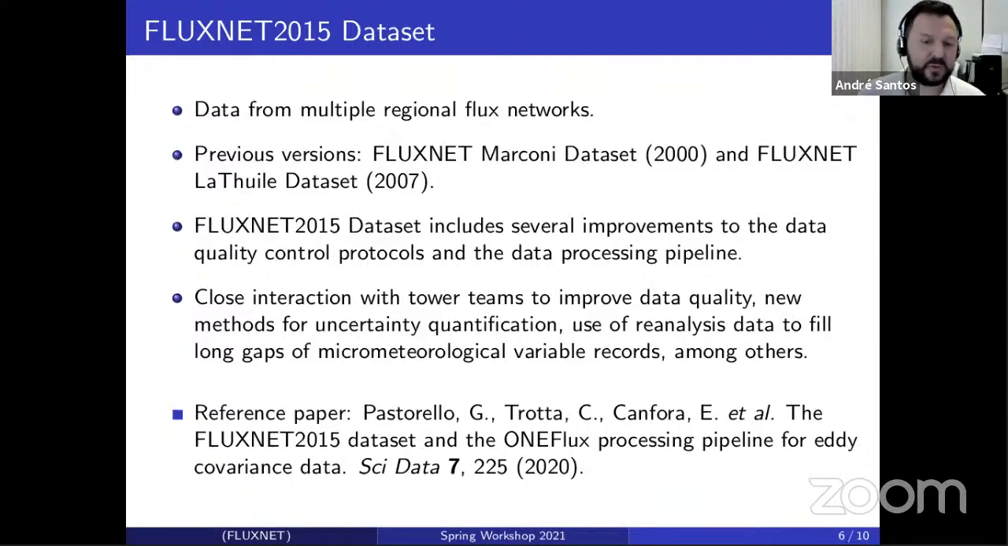To make these improvements, the management project team worked in close interaction with tower teams to improve data quality, with new methods for uncertainty quantification and use of reanalysis data to fill long gaps of micrometeorological variable records, among others. You can find the full description of how this dataset was made and the techniques in the reference paper by Pastorello et al. The name of the article is "The FLUXNET2015 dataset and the ONEFlux processing pipeline for eddy covariance data" in the Scientific Data journal.